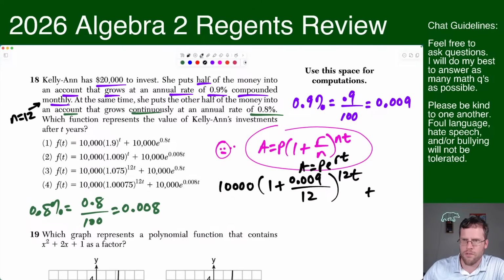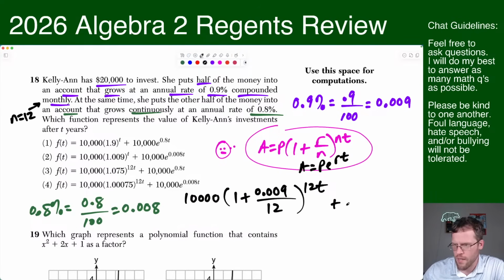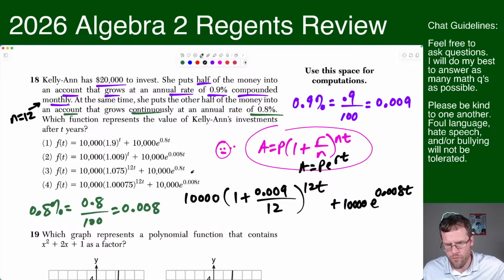So the other part of the sum here, plus 10,000 is the initial investment. And then e, this rate is 0.008 and then times t. Okay, like this. So now I go scanning here and it looks like it's going to be 2 or 4 just by the powers here. So we could cross off 1 and 3 because the exponent here is not matching. But then the detail here is finding 1 plus 0.009 over 12.